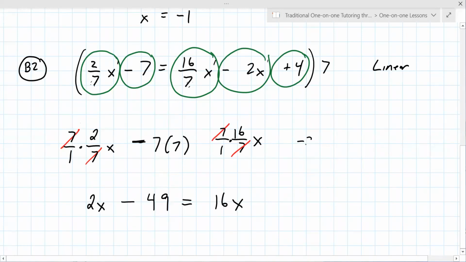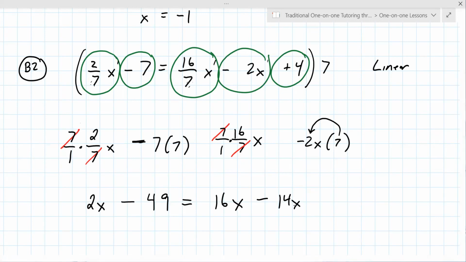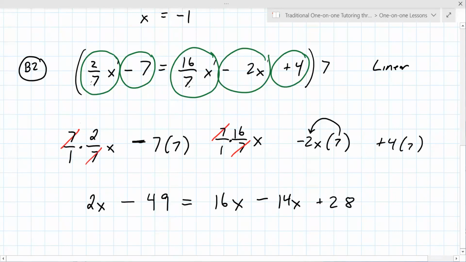Then we take this minus 2x and we multiply by 7. So you take this 7 and go with the 2, minus 14x. Are you able to see my screen? Yeah, minus 14x. And so for minus 14x, you have to multiply 7 times 2. That's right. And then the last one here, plus 4, we're also multiplying by 7, which is 28.